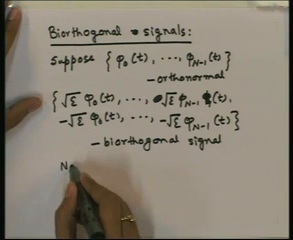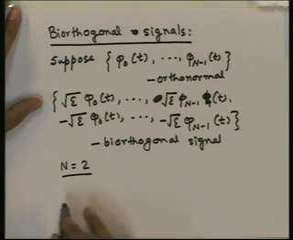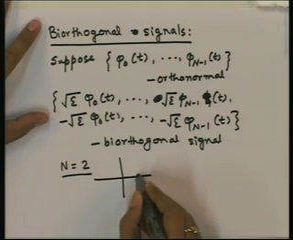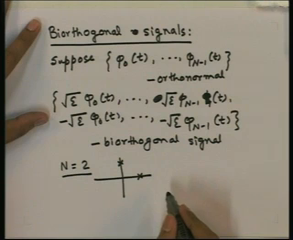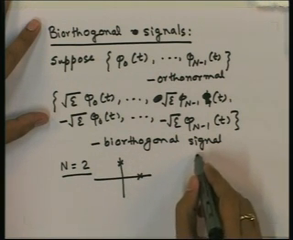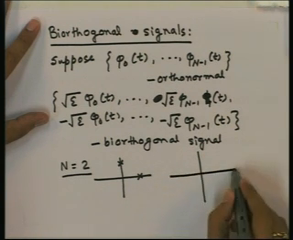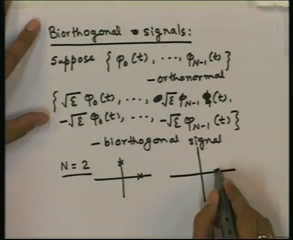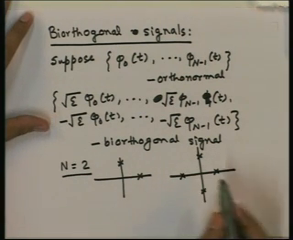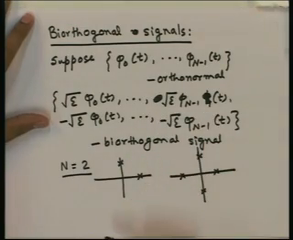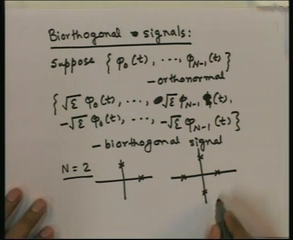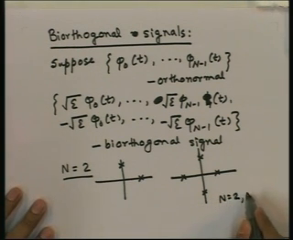Suppose n is 2, then for orthogonal signaling in dimension 2, we have points like this. Two points. This is root E, 0 and this is 0, root E. Now, if we want bi-orthogonal signaling in dimension 2, we will add their negatives also. This one and this one. The number of points will be 4, that is 2 times n. So this is for n equal to 2 and M equal to 4.